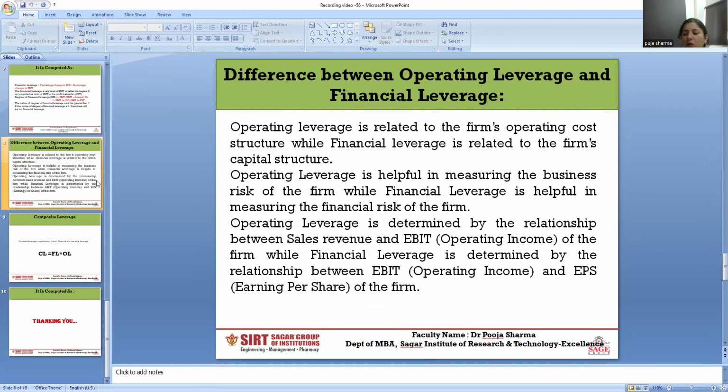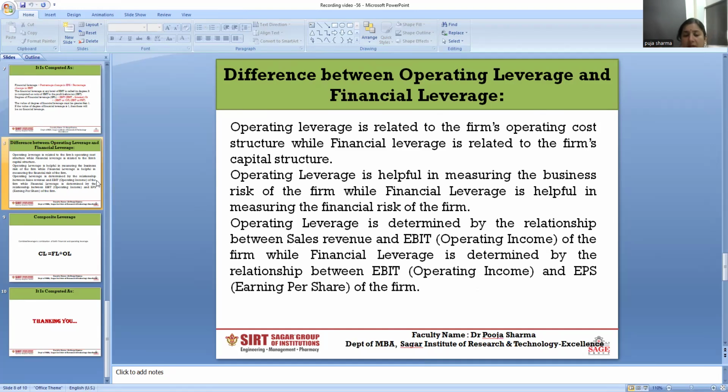Now, the difference between the operating leverage and the financial leverage. Operating leverage is related to the firm's operating cost structure, while financial leverage is related to the firm's capital structure or the fixed bearing instrument. Operating leverage helps in measuring the business risk of the company, while financial leverage helps in measuring the financial risk of the company. Operating leverage is determined by the relationship between the sales revenue and the EBIT of the firm, while financial leverage is determined by the relationship between the EBIT and the EPS.